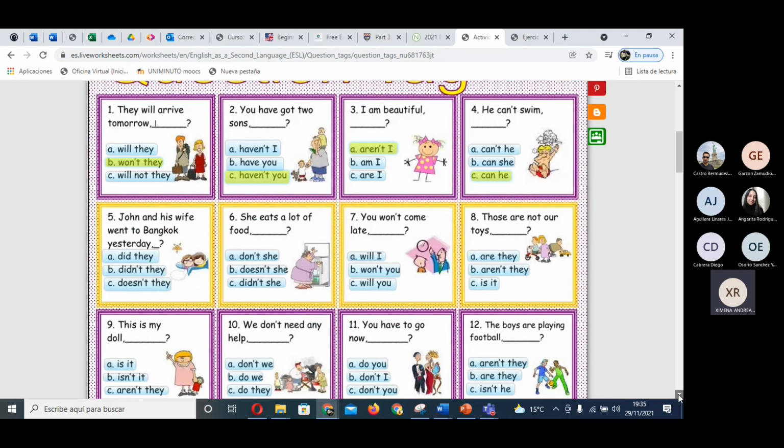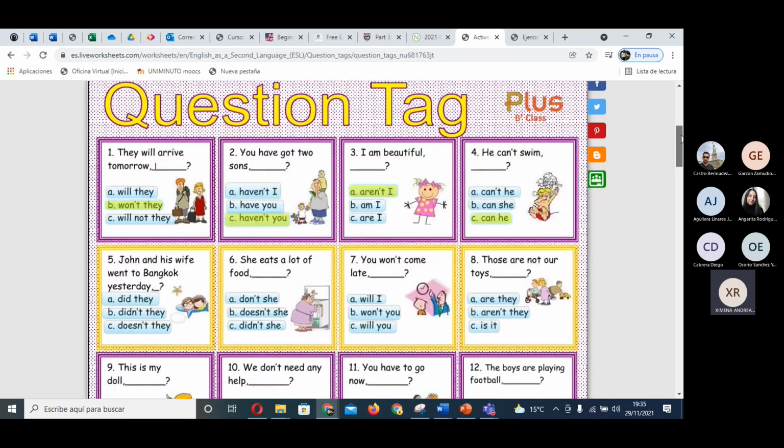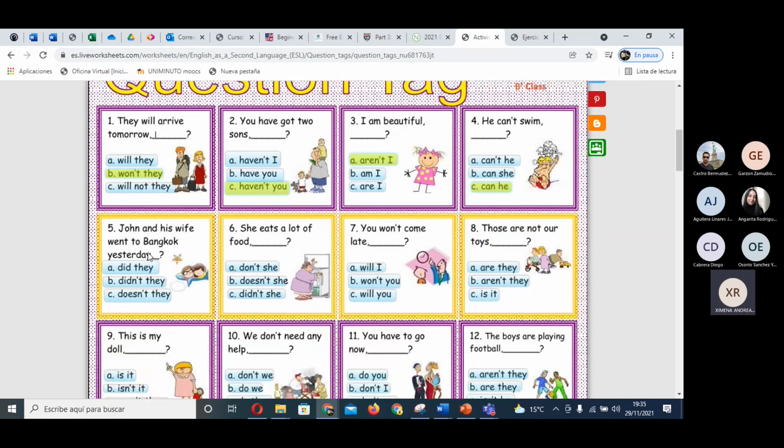Let's observe. Jennifer Aguilera, Jennifer, ¿nos puedes ayudar con esta siguiente línea? Number 5, Jennifer. John and his wife went to Bangkok yesterday. Did they, didn't they, or doesn't they? Did they? Okay, did they? The first option, option A.